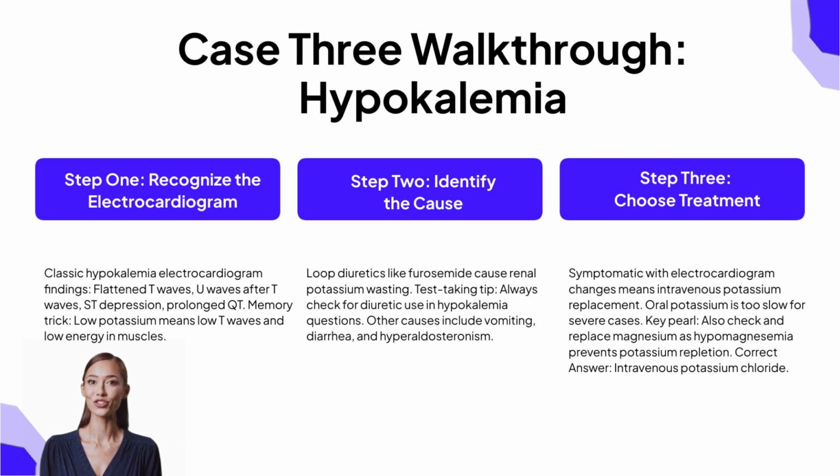Step 3. Choose treatment. Symptomatic with electrocardiogram changes means intravenous potassium replacement. Oral is too slow. Key pearl. Always check and replace magnesium because hypomagnesemia prevents successful potassium repletion.